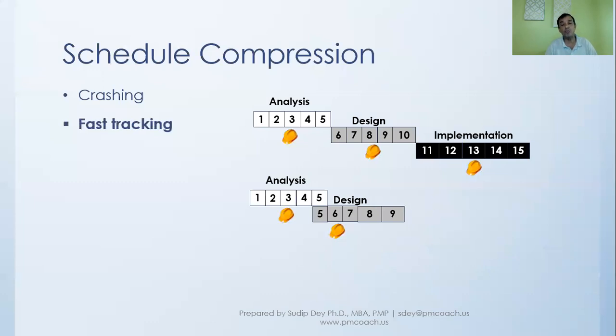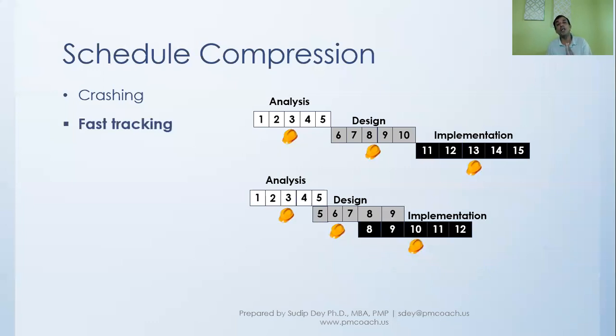So because we are doing 1 person, it's still taking 5 days, but because we've started early, it is finishing in day 9. Similarly, implementation. We said even before design is complete, in day 8, we'll start the implementation. And so what we see, even with 1 person, because we are running some work in parallel, we are finishing in 12 days instead of 15 days. We have compressed the schedule from 15 days to 12 days.